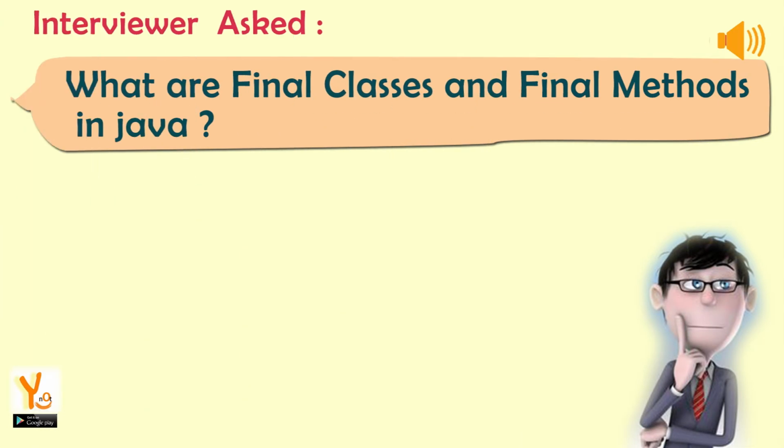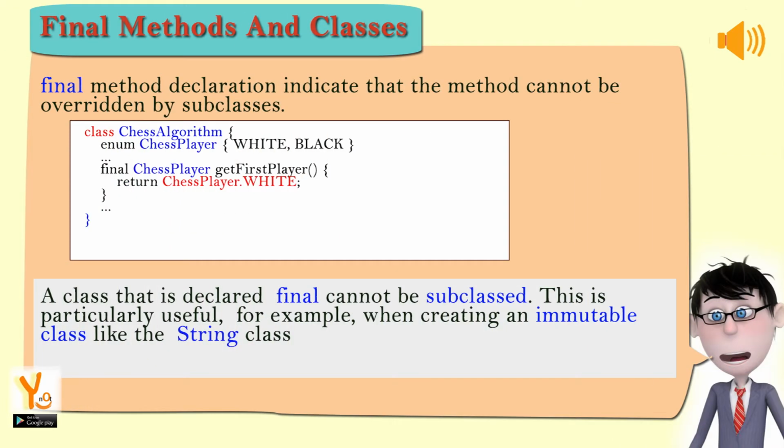What are final classes and final methods in Java? Final method declaration indicates that the method cannot be overridden by subclasses, as shown below. A class that is declared final cannot be subclassed. This is particularly useful, for example, when creating an immutable class like the String class.